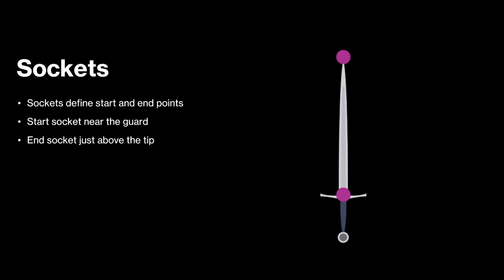So then, let's talk about the sockets. Sockets are added to the mesh, be that a skeletal or static mesh. And there is a start socket near the guard, or just above the hand, and an end socket just above the tip of the sword.